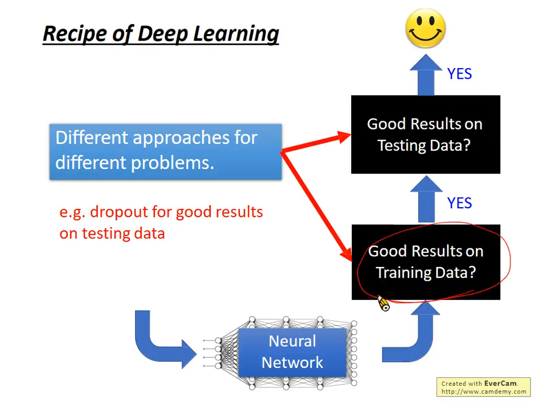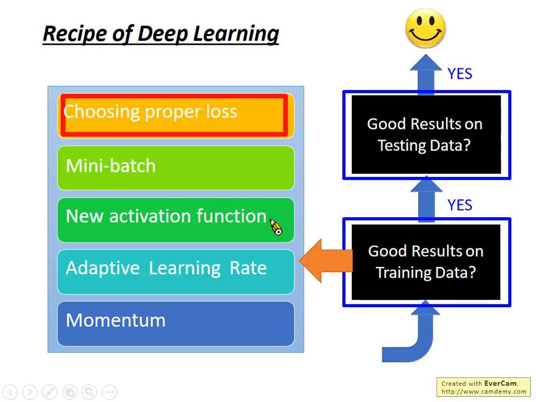So we need to consider two different situations. If we want to increase the training accuracy, we have some strategies. If we want to increase testing accuracy, or we want to reduce the problem of overfitting, we have different strategies. So different approaches may be used for different situations. And in the following, we will first introduce several tips to increase training accuracy. The first one is choosing proper loss. The second one is mini-batch, and then the new activation function, adaptive learning rate, and momentum.